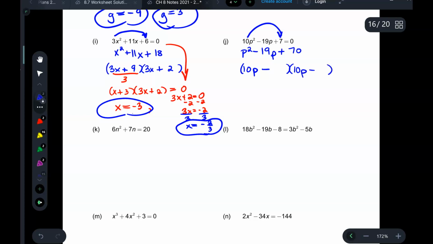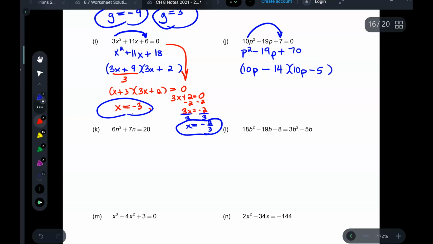Wait, you got it, Gabe? -14 and -5. Good. -14 and -5. Why don't you do 72 squared? No, you just multiply the numbers. Oh. So just take the 10 and multiply it to the 7.